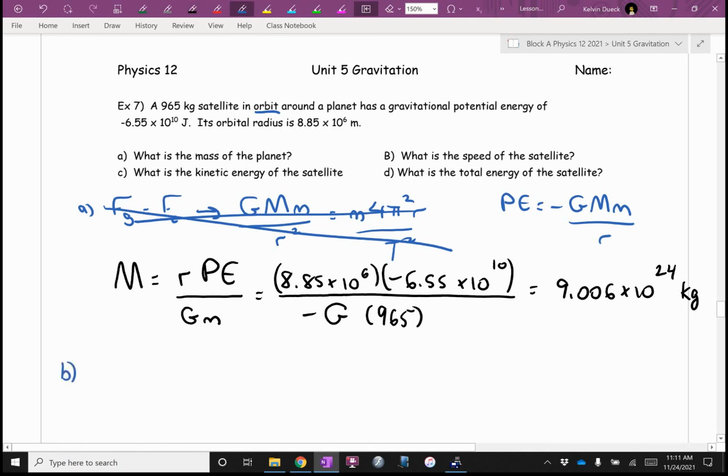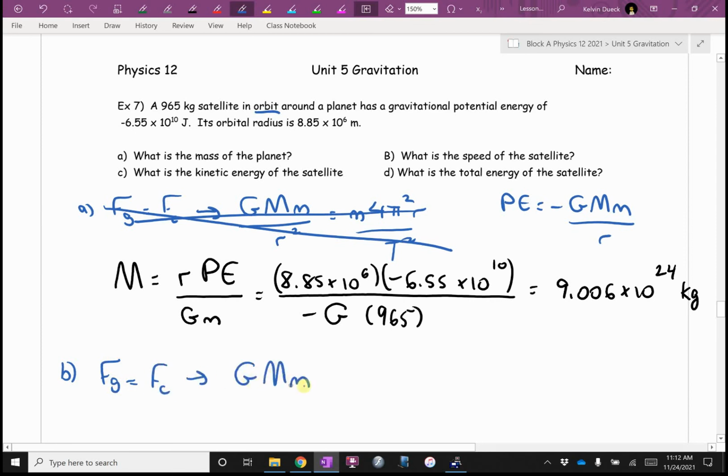Back to Alexis. What does B want me to find? How do we find speed? I think now we can say gravity is what's pulling us in a circle. I can't use V equals 2 pi r over the period because I haven't figured out the period. If they'd given me that, yeah. But what I can say is, okay, gravity is what's pulling me in a circle.